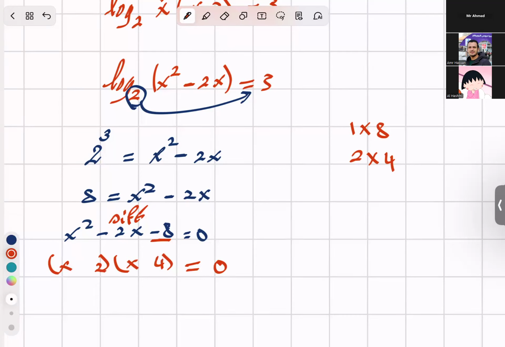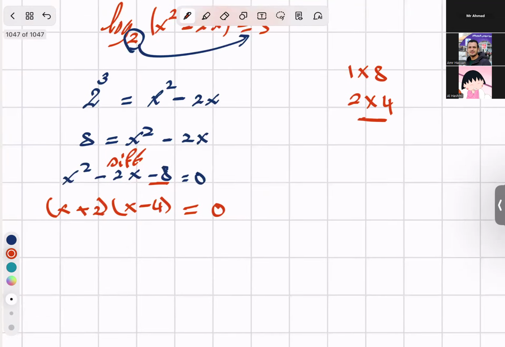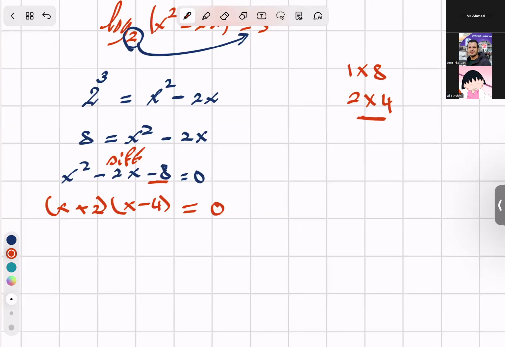Because the difference between them is going to be the same as the middle term, 2x. Which makes sense: if you subtract 4 minus 2, it's going to be the same. It's going to be 4 and 2. And I told you last time, the greatest one of them takes the same sign as the middle, so this one is going to be negative and this one positive. So it's going to be x minus 4, x plus 2 equals 0.